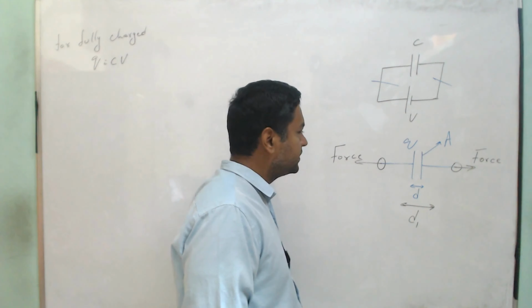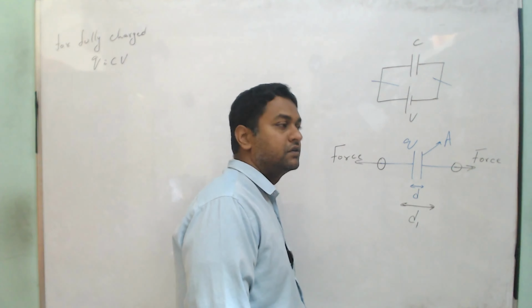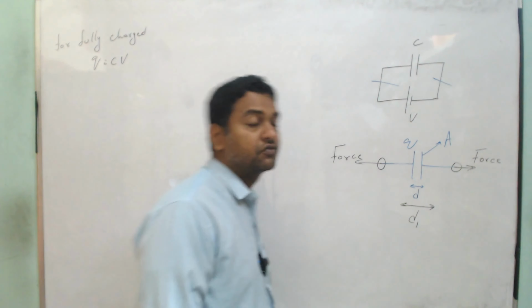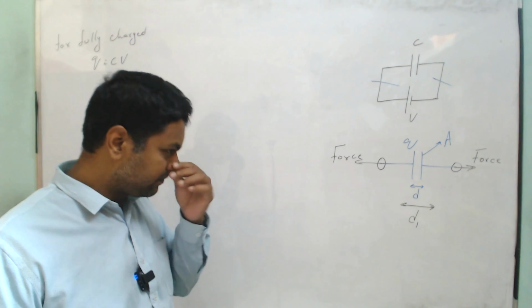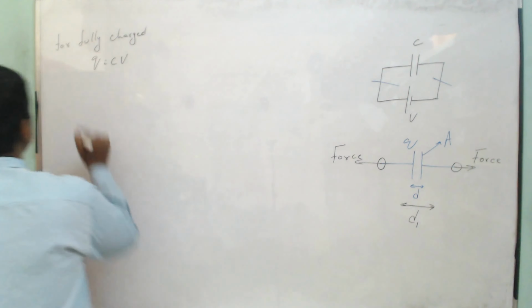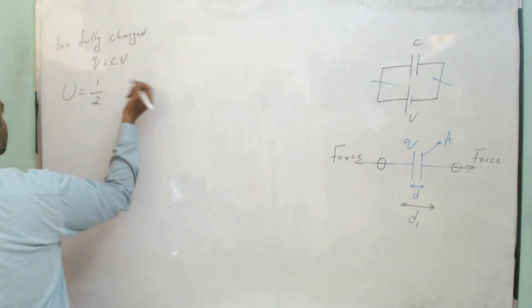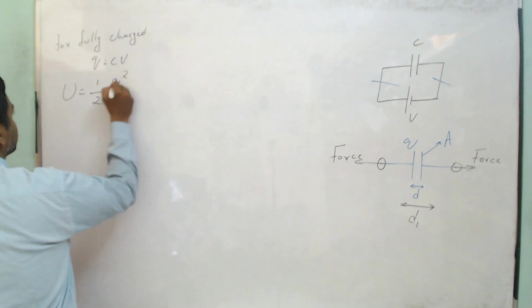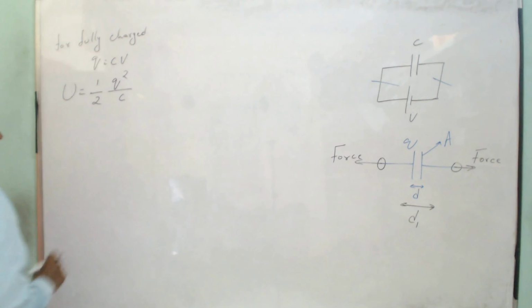So basically, there will be some kind of stoppage for the plates to go away from each other. Therefore, I'll have to apply some kind of force. Clear? First thing is, what is the potential energy of this capacitor? Potential energy I can say is half CV square, or I can say it is Q square by 2C, right?